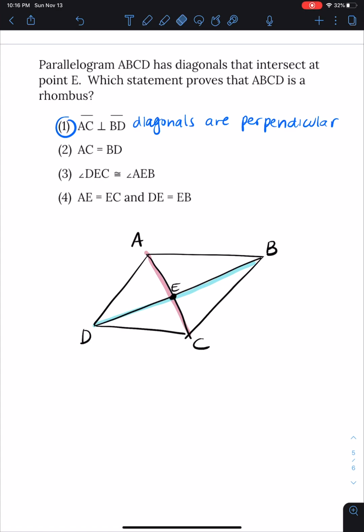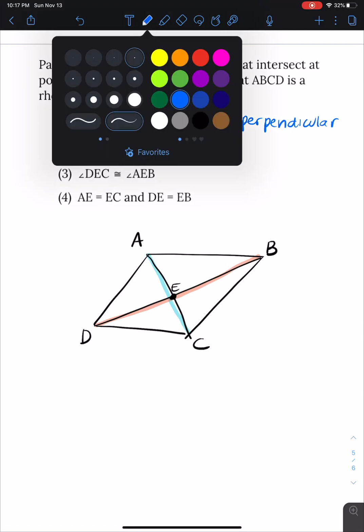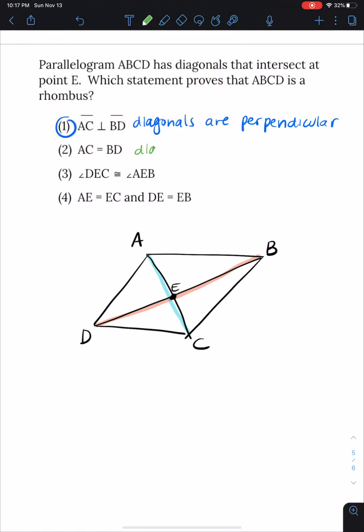But let's go through now and see why our other options are not correct. Line segment AC, instead of being perpendicular to BD, we're now looking at it as being congruent. This would state that the diagonals are congruent. But we know that this is a property not of a rhombus, but a rectangle. And we want to know which one proves it's a rhombus. So this is not going to hold true.